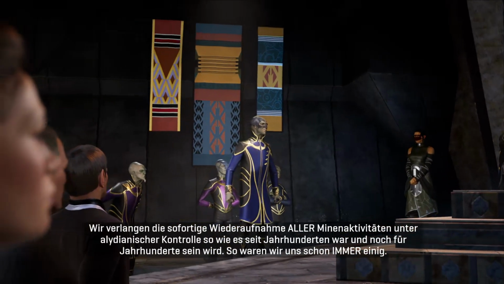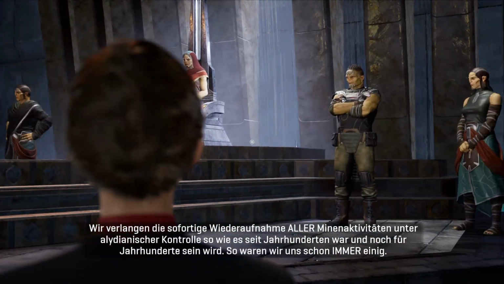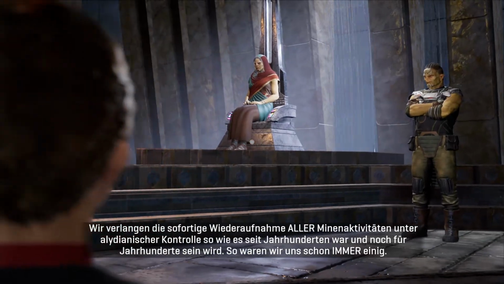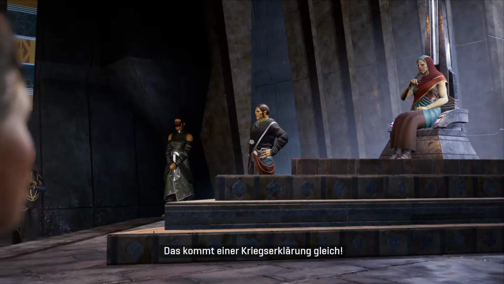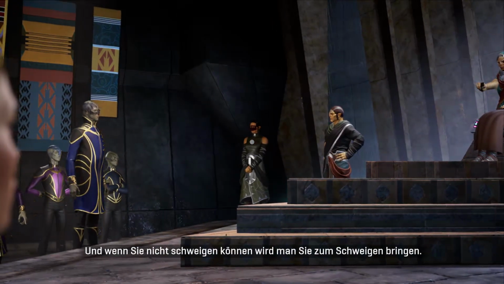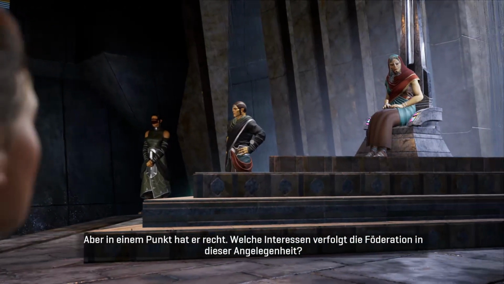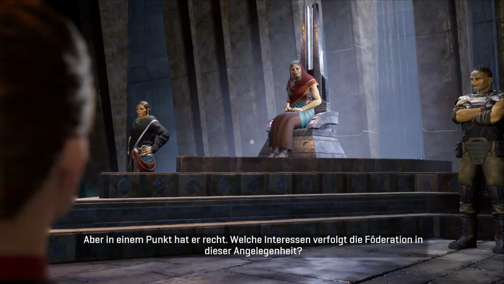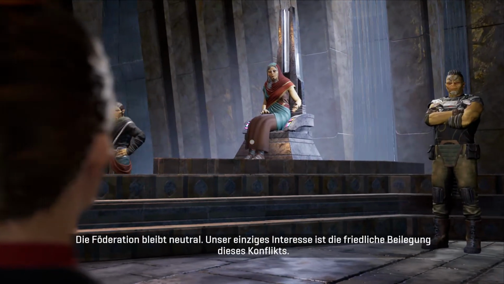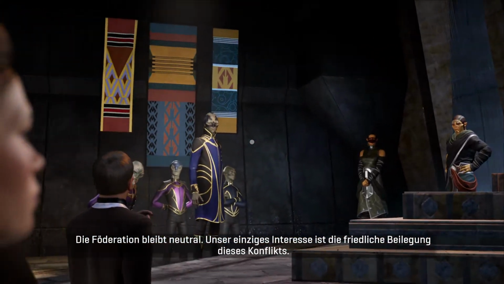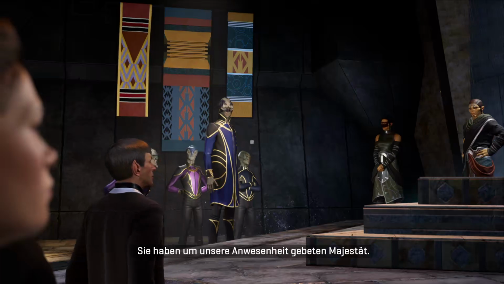We demand the immediate return of all mining operations to Elydian control, as it has been for centuries and will be for centuries more. That has always been our understanding. That understanding has changed. Then you invite war. And if you cannot remain silent, you will be silenced. But his point is well taken. What is the Federation's interest in this matter? Perhaps you would have us trade one oppressor for another? The Federation remains neutral. Our only interest is the peaceful resolution of this conflict. We are here at your request, Your Majesty.